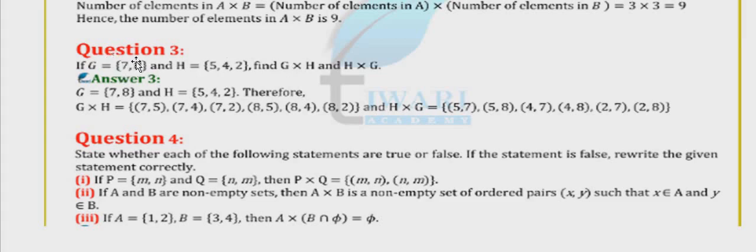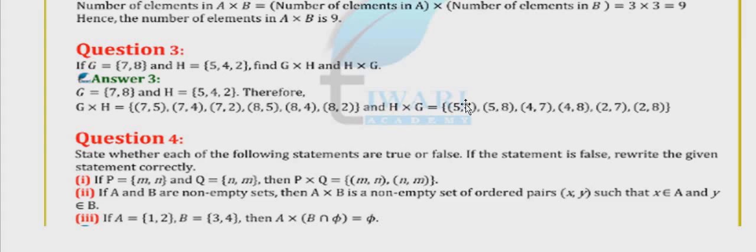Simply you can say, G cross H is (7,5), (7,4), (7,2), (8,5), (8,4), (8,2). Simple. Similarly, what will be H cross G? It is the reciprocal of G cross H, meaning if it is (7,5), that will be (5,7). It means you will interchange the elements. Next, question number 4.